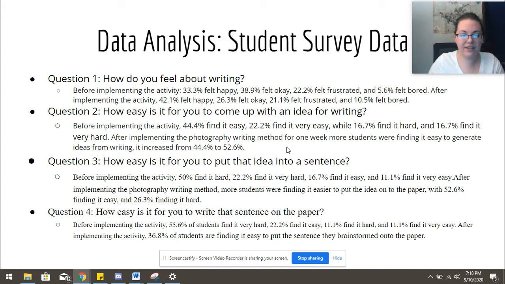And after implementing the photography writing method, more students were finding it easier to put that idea in their head. So 52.6% found it easy, and 26.3% found it hard.